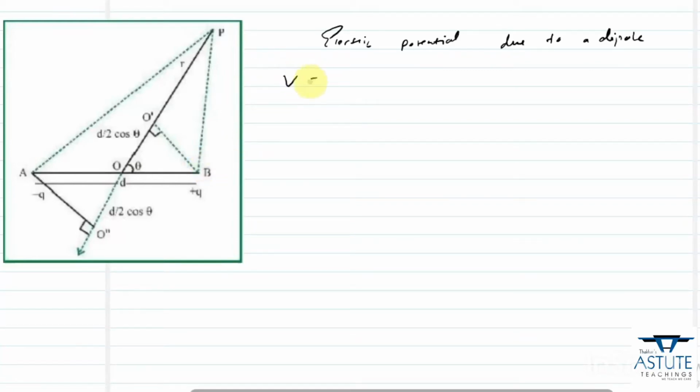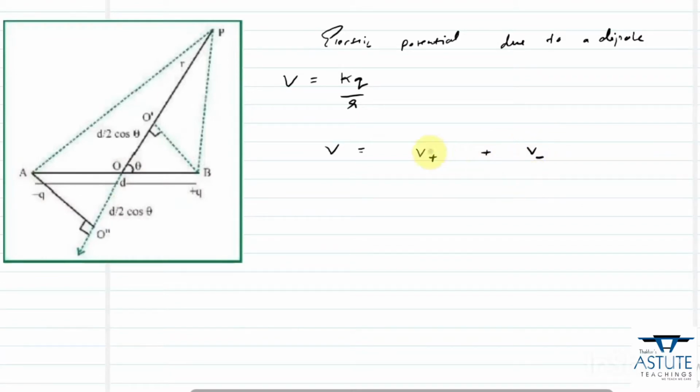In this video we are going to find out the electric potential due to a dipole at point P. Here r is the distance between the center of the dipole AB and the point P. The center of the dipole here is O. d is actually the distance between the 2 points, that is, the length of the dipole.